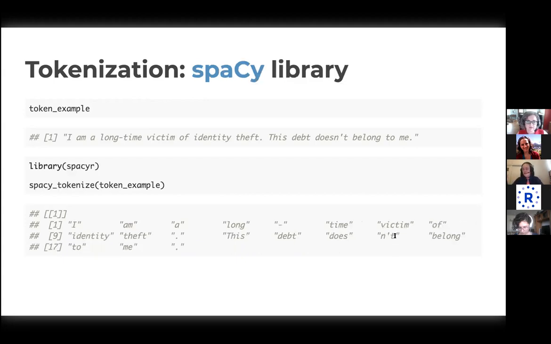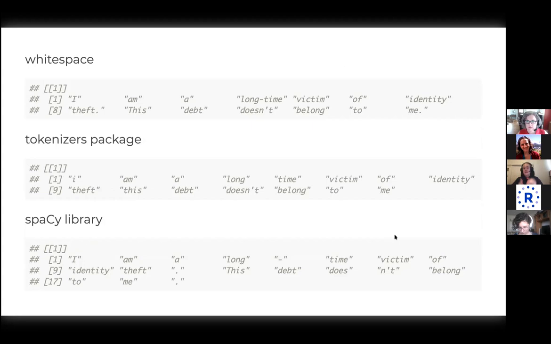And then as another example, we have the spaCy library. So this is a Python library to do NLP. And we have a backend via the spacyr R package. They have a different algorithm to split text into tokens. And if we look at all of these side by side, we see that there's a lot of differences in how they're doing it. So the tokenizers package by default turns everything to lowercase and removes any kind of punctuation by default. But spaCy keeps everything uppercase, but keeps, like, so in long-time, hyphenated, keeps the hyphen as its own token, and splits doesn't up here into two tokens.